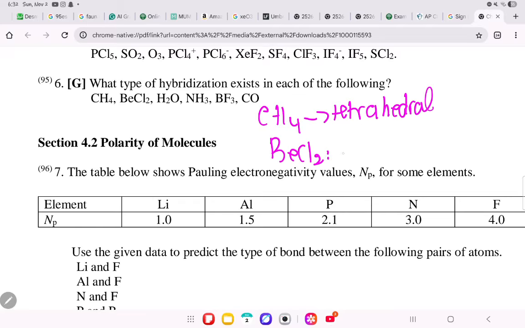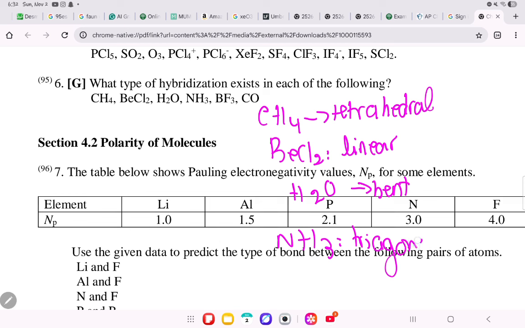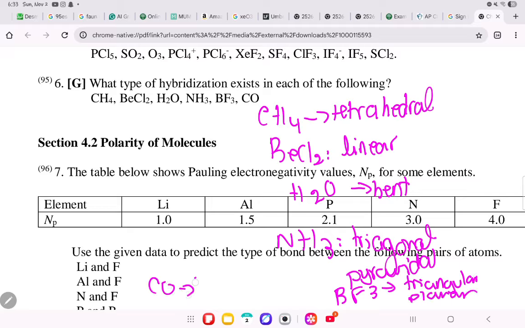BeCl2 is linear. H2O is bent. NH3 is trigonal pyramidal. BF3 is trigonal planar. And then CO is also linear.